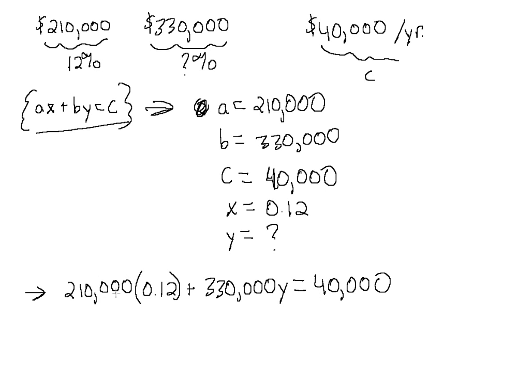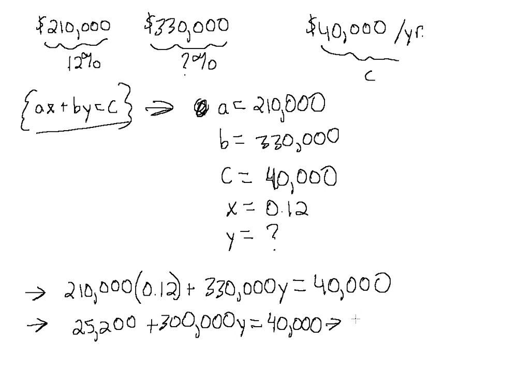Let's go ahead and combine these terms. 210,000 times 0.12 is 25,200. And we can rewrite the rest. We're simply solving for Y, which we know how to do. We want to isolate our variable, so let's subtract 25,200 from both sides, which gives us 330,000 Y equals 40,000 minus 25,200, which gives us 14,800.